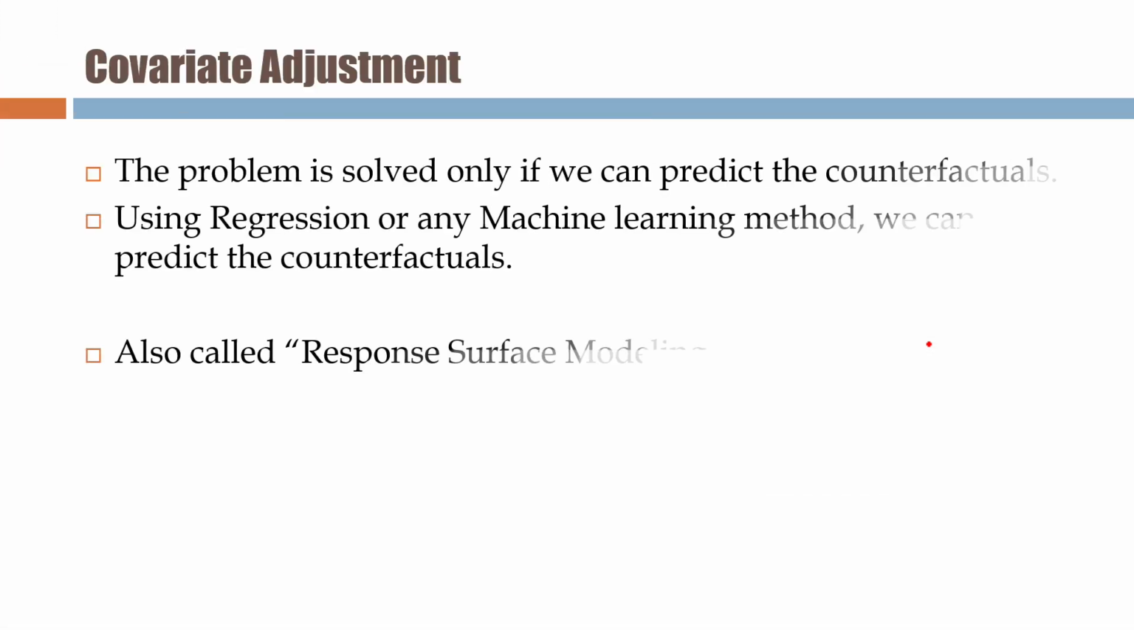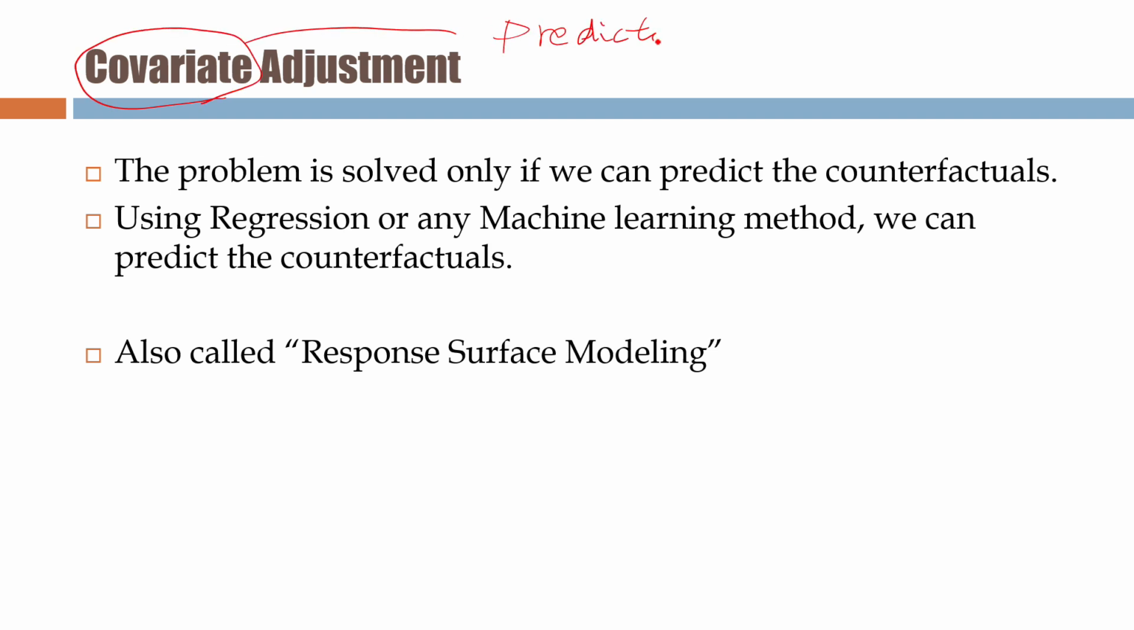First one is the covariate adjustment. Covariate is the predictor or the independent variable. That's what another name is, covariate adjustment. The problem is solved only if we can predict the counterfactual. So how can I predict the counterfactual?